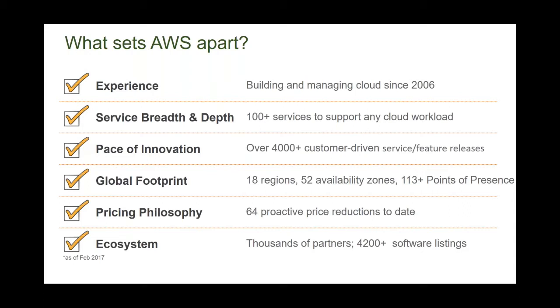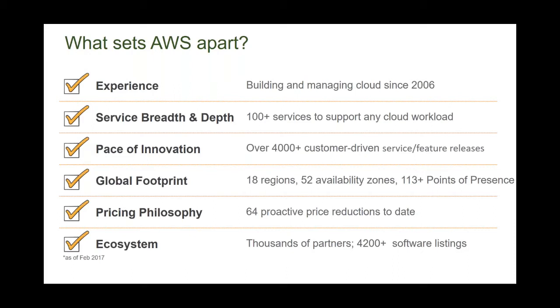Because we have such a breadth and depth of services, we provide greater agility and flexibility than any on-premise provider or cloud competitor can offer. This is enabled by our global footprint, which is 18 regions with 52 availability zones so far globally, and within India we have the Mumbai region already there and being used. And we offer a very transparent pricing model. We have offered 64 proactive price reductions to date since 2006. This is because we are committed to doing what is right for our customers.